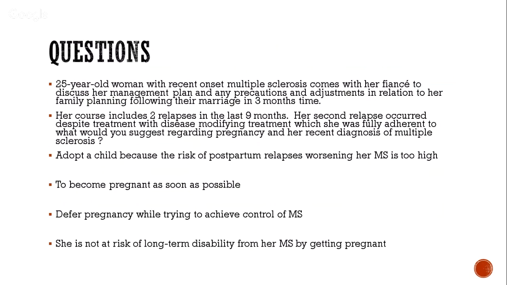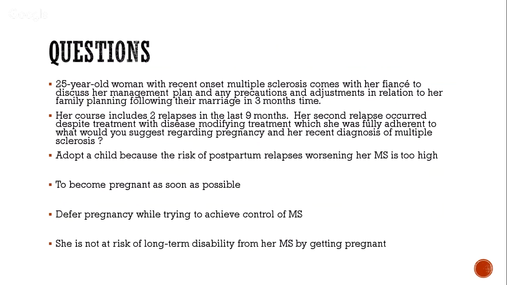A 25-year-old woman with recent onset multiple sclerosis comes with her fiance to discuss her management plan and any precautions and adjustments in relation to her family planning following their marriage in 3 months' time. Her course includes 2 relapses in the last 9 months. The second relapse occurred despite treatment with disease-modifying treatment, which she was fully adherent to. What would you suggest regarding pregnancy and her recent diagnosis of multiple sclerosis? Adopt a child because the risk of postpartum relapse is worse if her MS is too high.